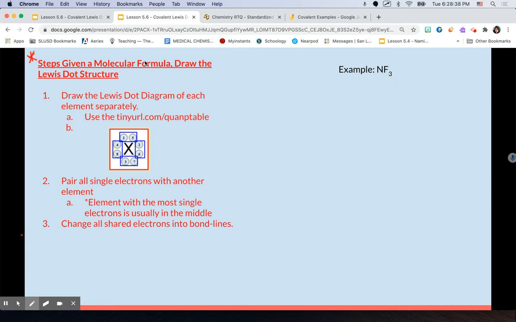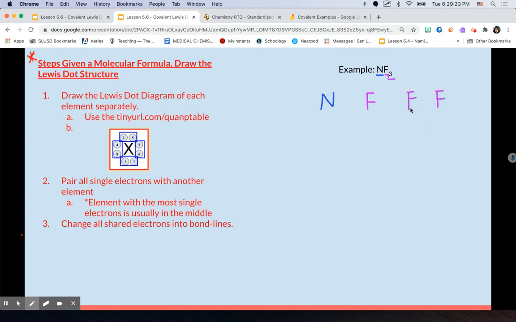So please make sure you have at least an abbreviated version of these steps or an example problem drawn out, right? Okay, so step number 1 is to draw the Lewis dot diagram of each element separately, right? So notice here that I have 2 capital letters signifying the fact that I have 2 different types of elements. So capital N, nitrogen is my first element, or N, and then I have F3, right? So fluorine is my other element, and I have 3 of these.